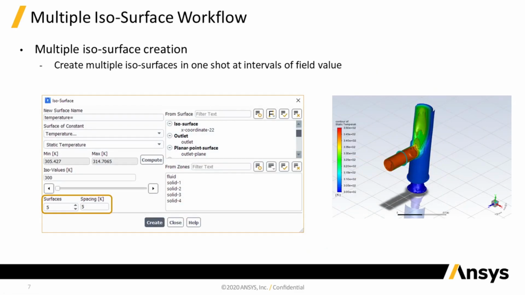And the same for isosurfaces. You can now create not just one isosurface, but a range of isosurfaces with a defined spacing. Again, making life easier.